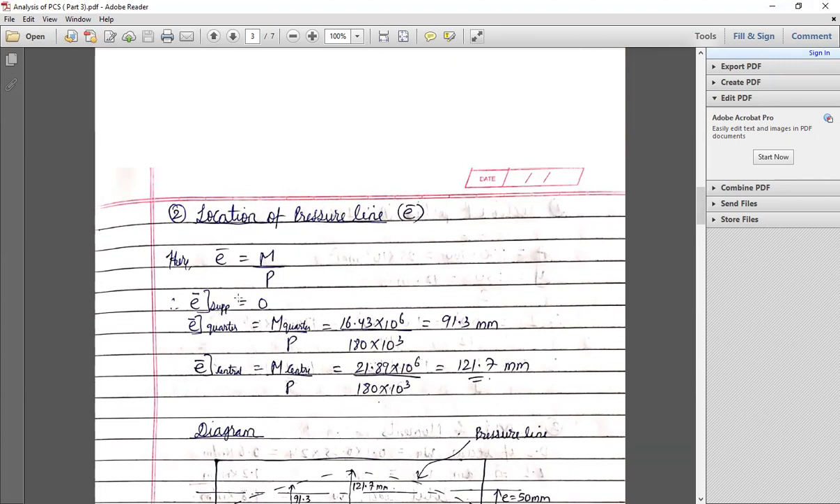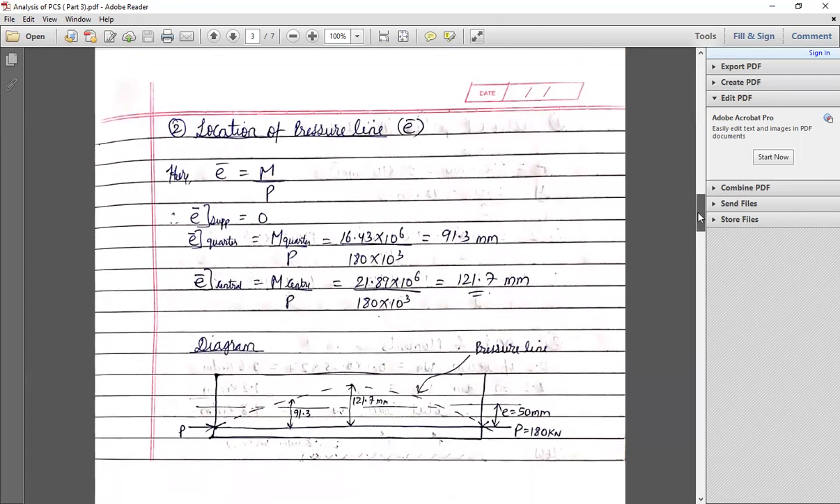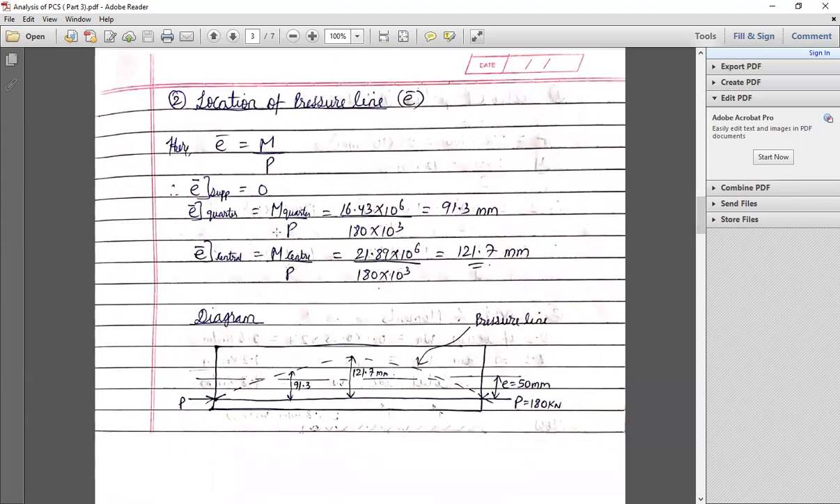So now we got the location of the pressure line. At the support it is 0, at the quarter span it is 91, and at the central span 121. Okay. So now this location is from the tendon. Remember, this distance that we are finding out is the distance from the tendons. Okay. So here you can see at the end span, at the support how much is it, 0, so I started from 0. And at the quarter span how much is it, 91.3. So 91.3 here. And at the central span how much is it, look, 121. So this is the pressure line diagram.